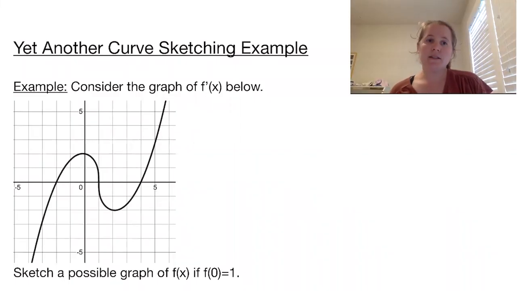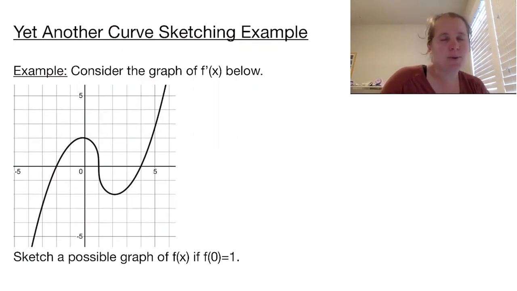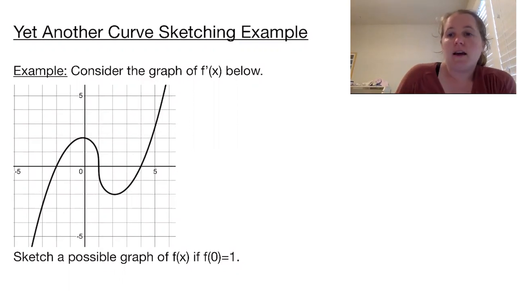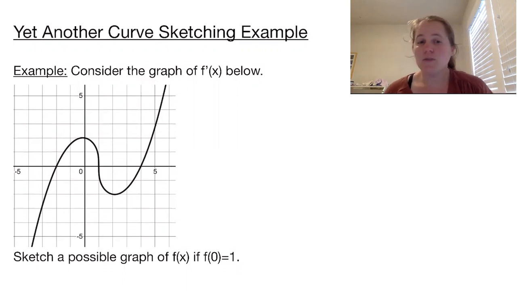Welcome to yet another curve sketching example. So we're going to play around with our curve sketching once again. And this time around, I gave a little more information. Once again, we have a graph of f prime of x, and our job is to sketch a possible graph of f of x if we know that f of 0 equals 1. So it turns out there will be only one actual graph of f of x. We're just going to try to approximate that graph.